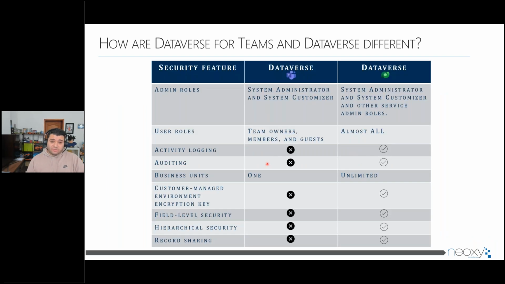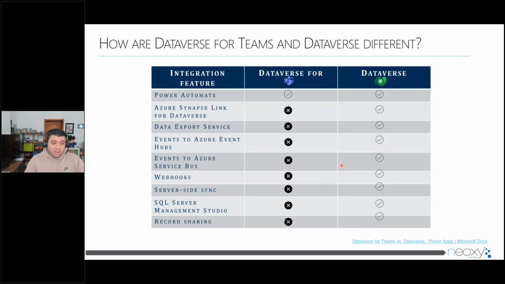From a security perspective, again, it's almost the same. Dataverse for Teams has nothing. Dataverse, the full version, has almost everything. If I look at the integration features, only Power Automate looks okay for Dataverse for Teams. However, if you want to use Azure functionalities, Azure Event Hubs, webhooks, SQL Server Management Studio, or record sharing, none of them are possible with Dataverse for Teams. And that's what I mean by not every functionality is available for you.